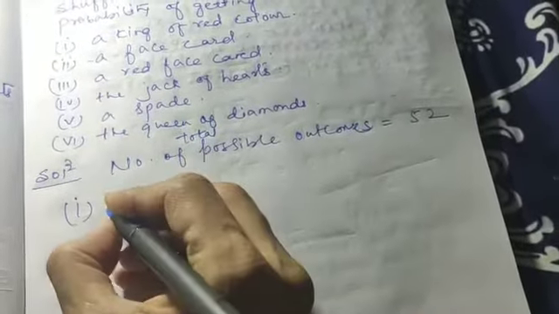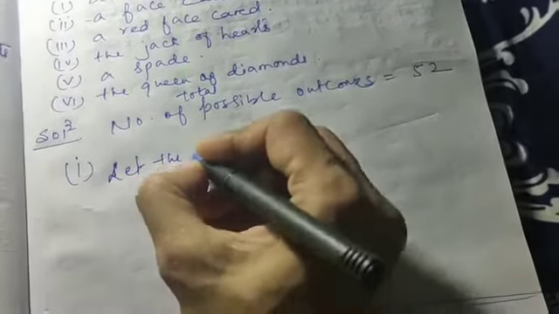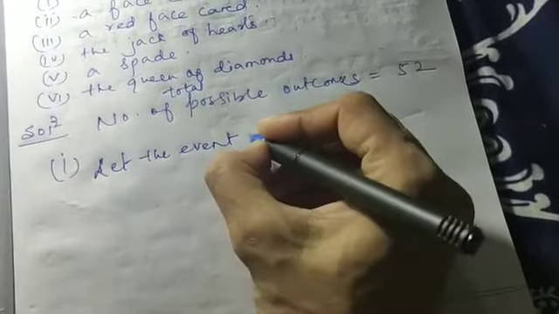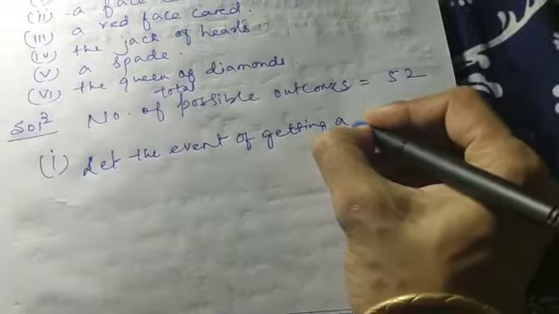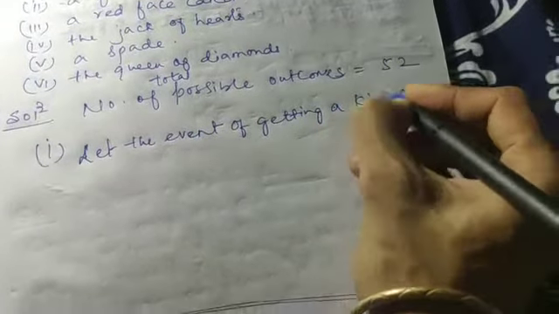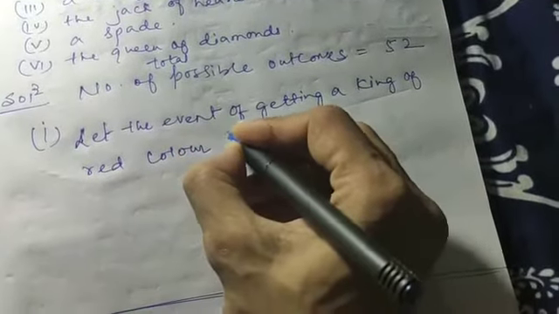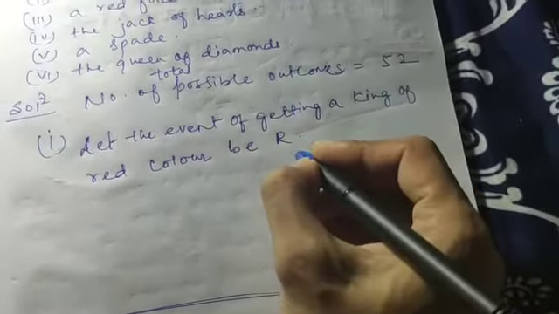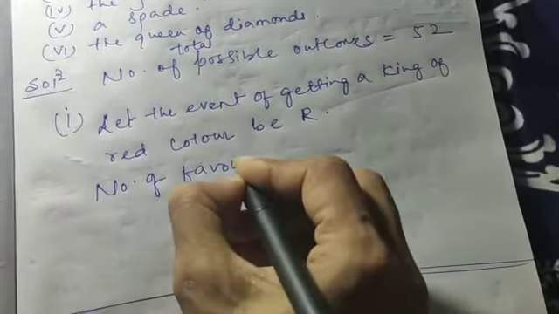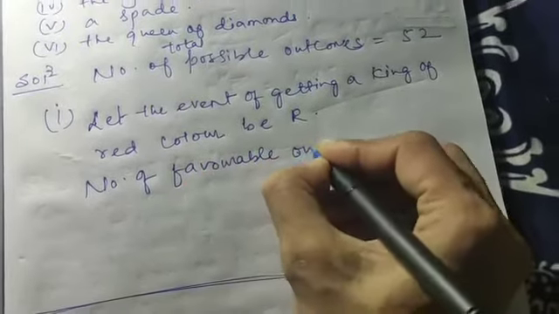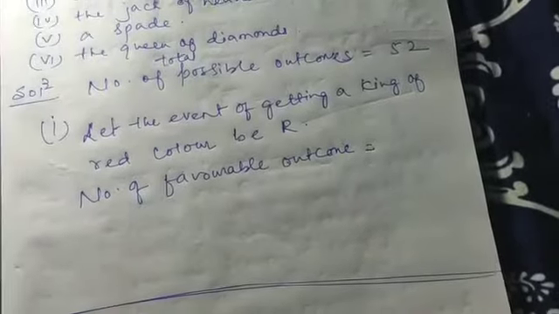Now let the event of getting a king of red color be R. Done. Now number of favorable outcome is equal to... how many red colors are there?